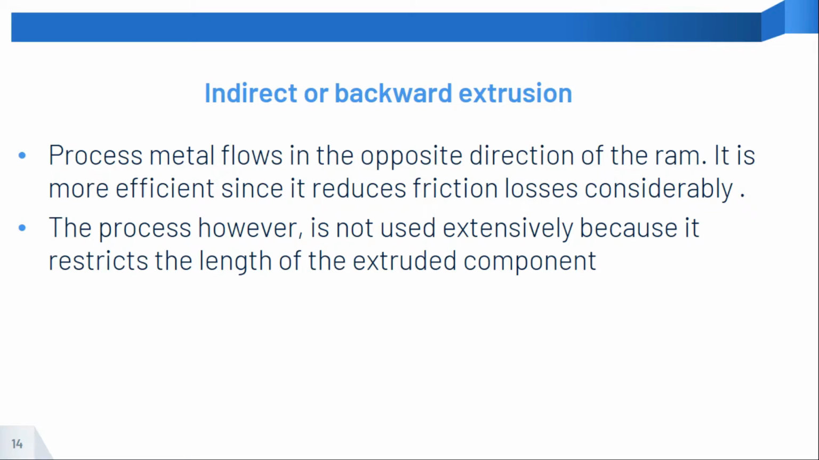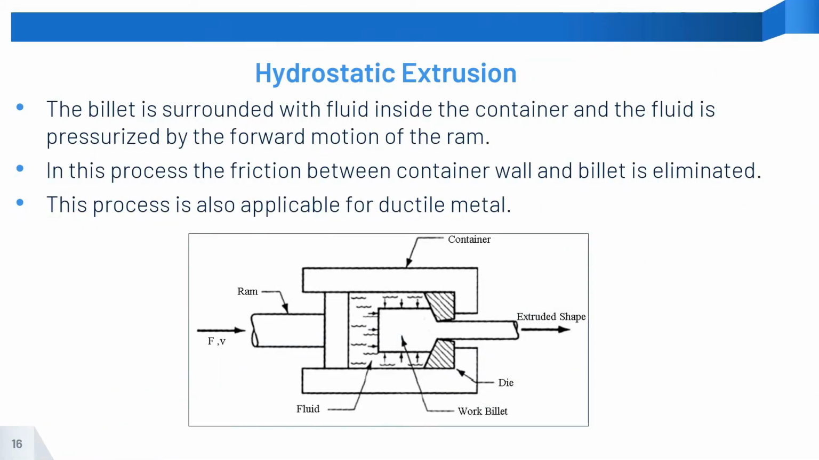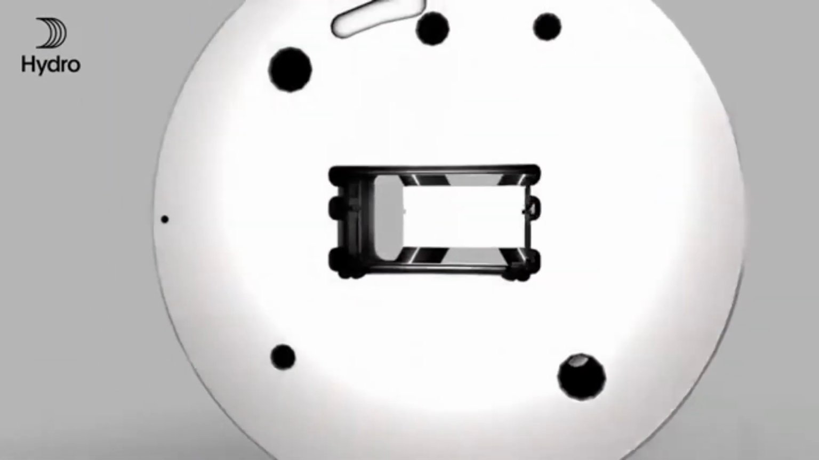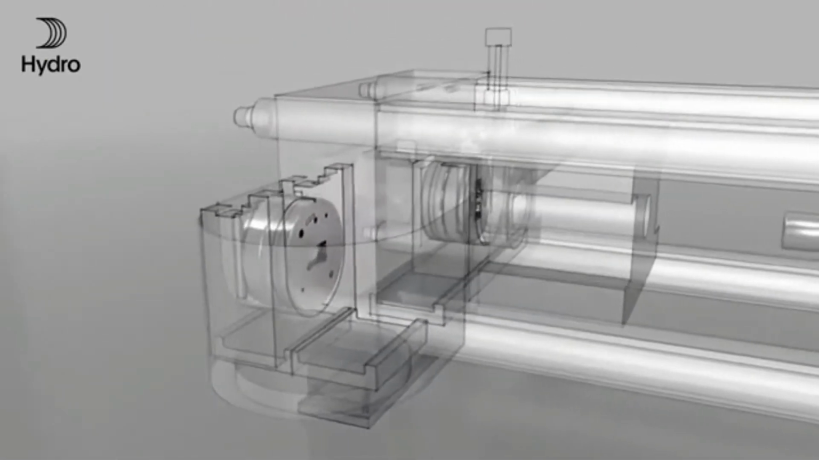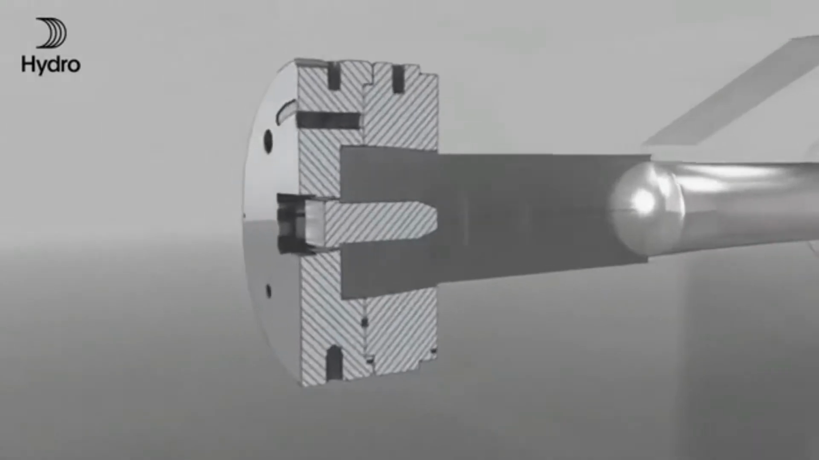Next is indirect or backward extrusion. This is a process where metal flows in the opposite direction of the ram. It is more efficient since it reduces friction losses considerably. The process, however, is not used extensively because it restricts the length of the extruded component. Hydrostatic extrusion. The billet is surrounded with fluid inside the container and the fluid is pressurized by the forward motion of the ram. In this process, the friction between container wall and billet is eliminated. This process is also applicable for ductile metal.